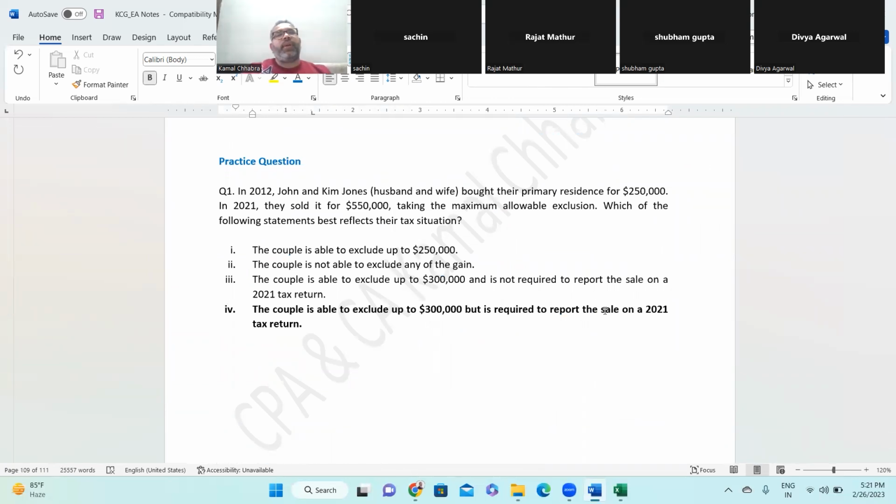500,000 is the maximum limit, but if your gain is 300,000, then you will claim only up to the gain. Okay. Right? So let's go with this fourth option. But any other thoughts you guys have?